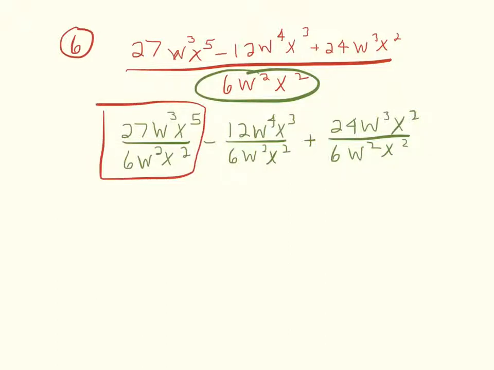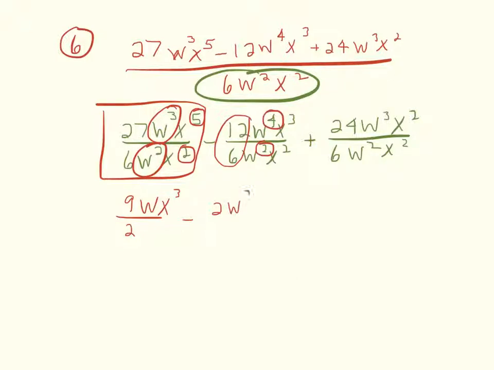Okay? 27 and 6 carry a common factor of 3, so I'm going to divide that 3 out. W cubed over W squared, extra W on top. x to the 5th over x squared, 3 extra x's on top. 12 over 6 have a common factor of 6, and I'll divide that out. That leaves me with 2 on top and a 1 on the bottom if you'd like it. Don't have to show that 1. 4 W's over 2 W's, an extra pair of W's on top. X cubed over x squared, extra x on top. So this could be over 1 if you'd like, but it doesn't need to be.